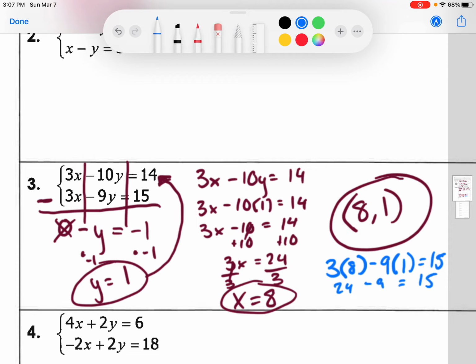3 times 8 is 24. 24 minus 9 is 15. 15 does equal 15, so this checks out as good to go. So you could always double check this if you wanted, and that's how you would do it.